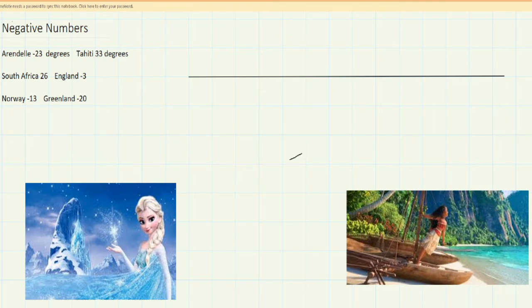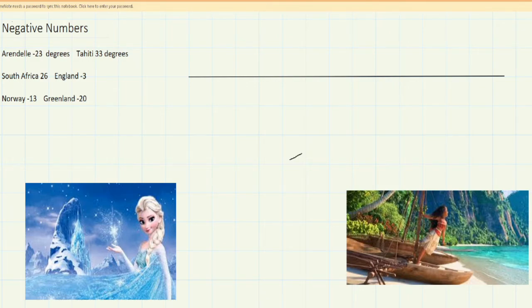We've got South Africa, which is 26 degrees, and England is minus 3 degrees. What is the difference between the two temperatures? It's going to be more than 26, because in order to get from 26 to minus 3, you have to do a whole 26 and then a little bit in the negative numbers.